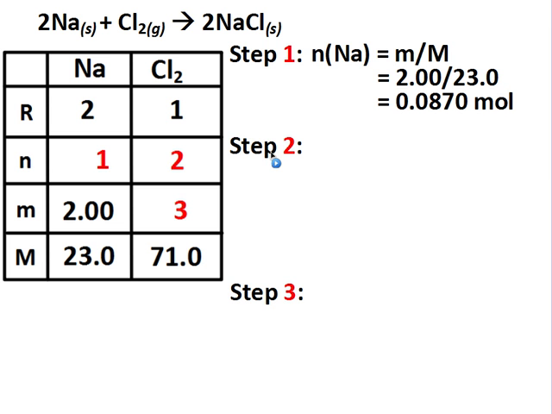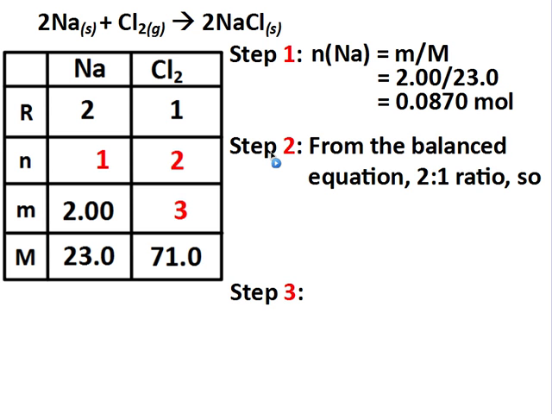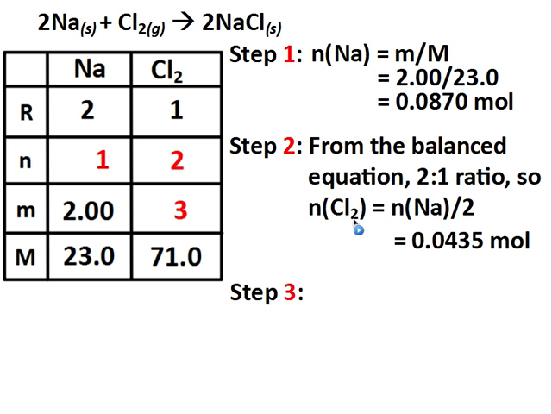We can go to step 2 where we work out the number of moles of chlorine gas. Now from the balanced equation we can see we've got a 2-to-1 ratio: 2 moles of sodium reacting with 1 mole of chlorine. So we've got the amount of sodium there. We're going from 2 moles down to 1 mole, so we want to work out the number of moles of sodium divided by 2. We're going from sodium 2 down to 1 in our ratio for chlorine, so we want to divide the amount of sodium by 2 to give us the amount of chlorine. And that gives us a result which is 0.0435 moles.